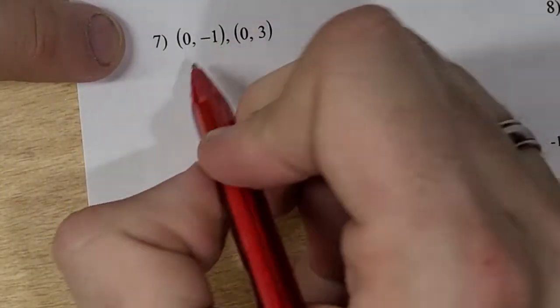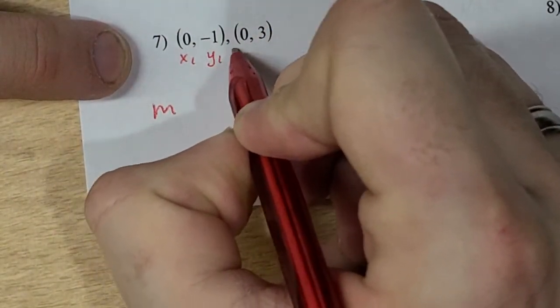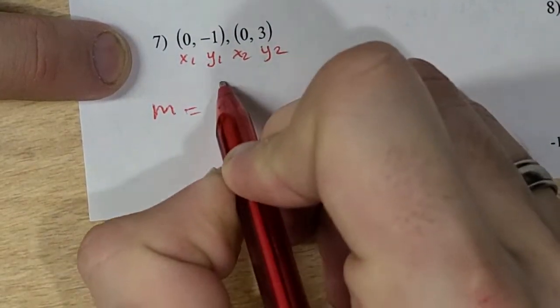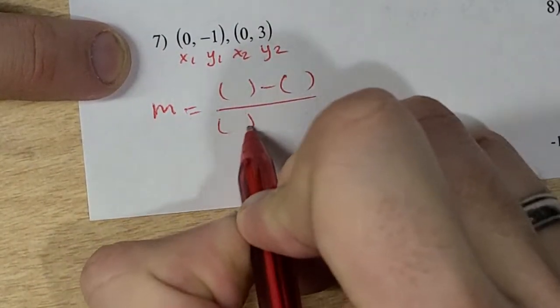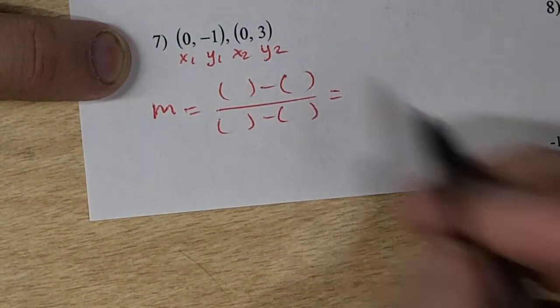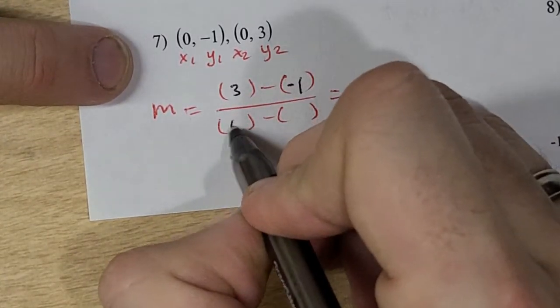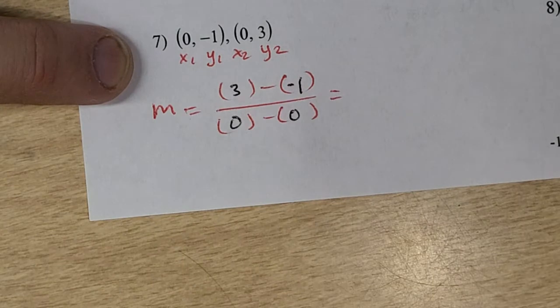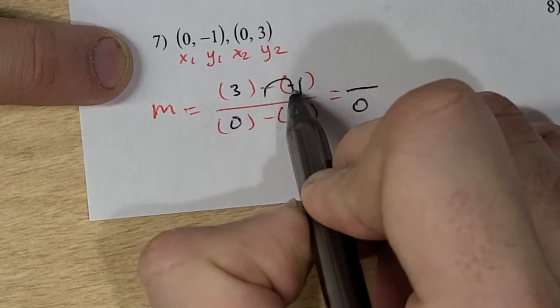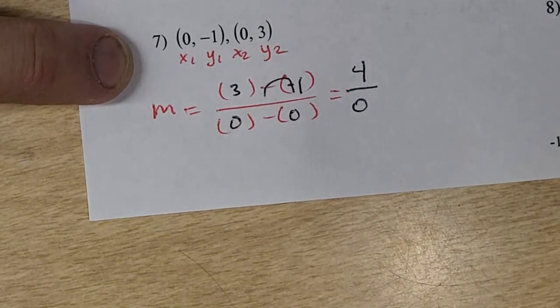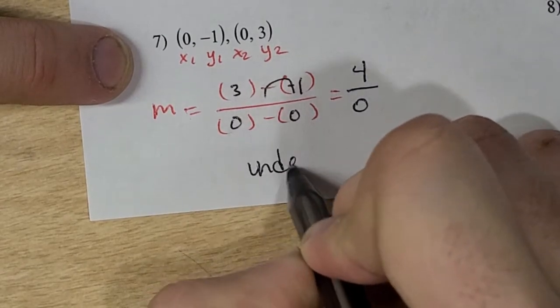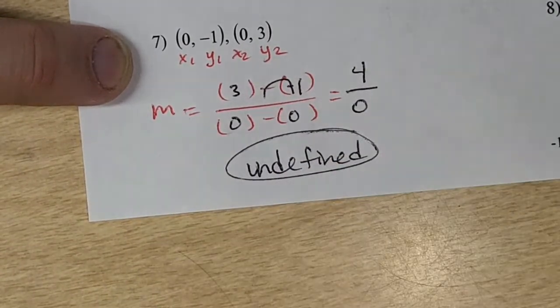Number 7. x1, y1, x2, y2. Write my parentheses. Plug this nonsense in. y2 is 3. y1 is a -1. x2 is 0, and x1 is 0, excuse me. Now you might already see this. You might see right off the bat 0 minus 0 is 0, and you're going to have a 0 on the bottom. But you might not. You might need to do this part first. 3 minus a -1 is 4. And then 4 divided by 0 is not 0. That is undefined. Undefined.